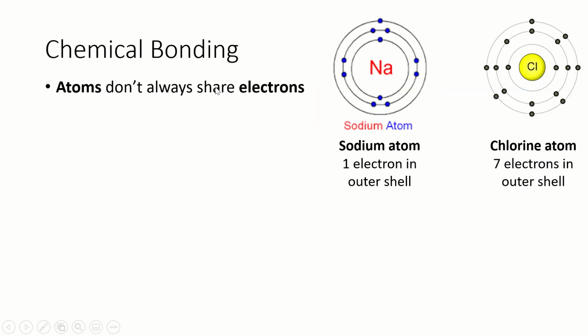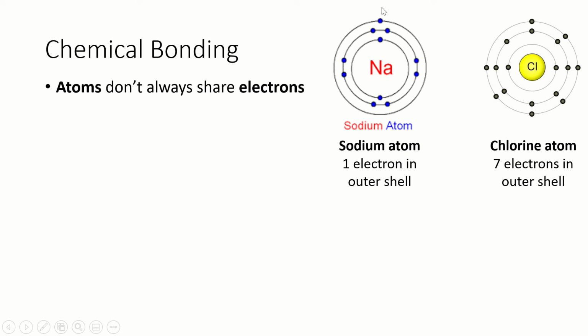Remember, they might give 1 or take 1. So here we have sodium, Na for sodium. The symbol comes from the Greek word natron, which is the Greek word for salt, and then Cl for chlorine. Sodium, you can see, has 1 electron in its outer shell.